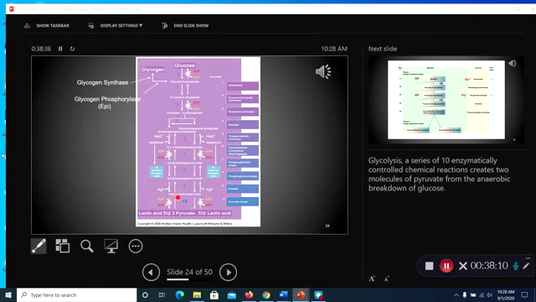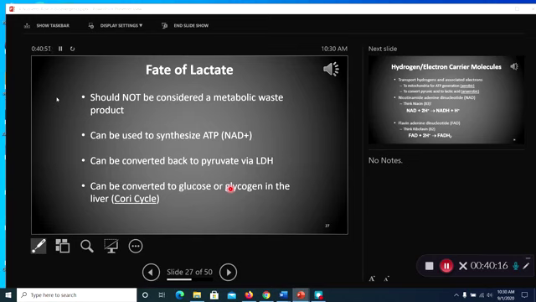So first one is it can be used to make ATP. So that's important, right? It can also be converted back to pyruvate via lactate dehydrogenase, an isoform that's appropriate for that, to make pyruvate, and then the pyruvate can be converted to acetyl-CoA and go on down through the Krebs cycle. It can also be converted to new glucose or glycogen in the Cori cycle. So it's definitely not just a metabolic waste product, right? It's important. It's an important energy source.